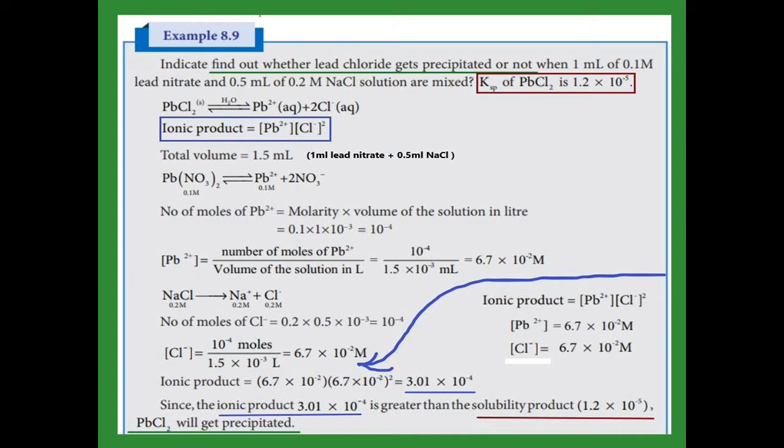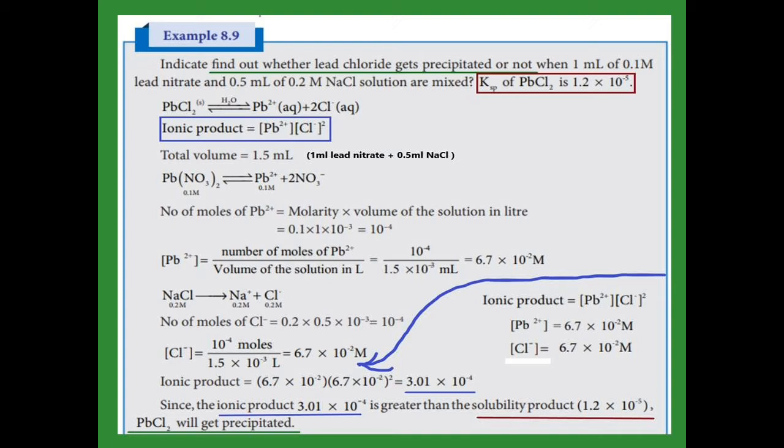Then we calculate the concentration of Pb2+ in the whole volume, that is, when it is mixed with the sodium chloride. For that, the formula is the number of moles of Pb2+ from lead nitrate divided by the total volume of the solution in liters. What is the total volume here? 1.5 ml, changed into liters, so 1.5 × 10^-3. We get the lead concentration as 6.7 × 10^-2 molarity.